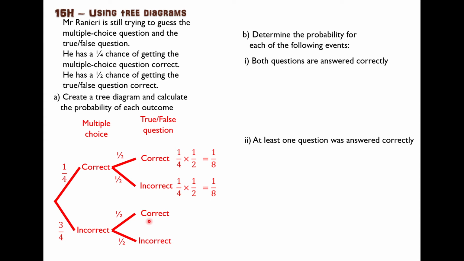What about this one? Well, if I go down the chain, I've got 3/4 times a half. 3 times 1 is 3 on the numerator. 4 times 2 is 8 on the denominator. So there's a 3 in 8 chance that I get the first question wrong, but the second question right. And I can do the same for the last one. 3/4 times 1/2, which is the same. You can see that some of these outcomes, like getting the first one wrong and the second one right, is more likely than this one, which is getting the first question right and the second question right.